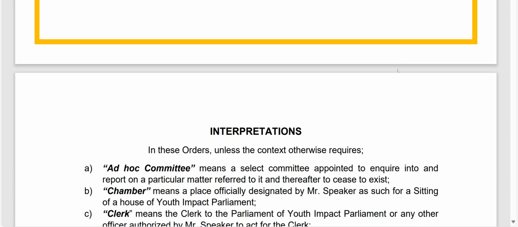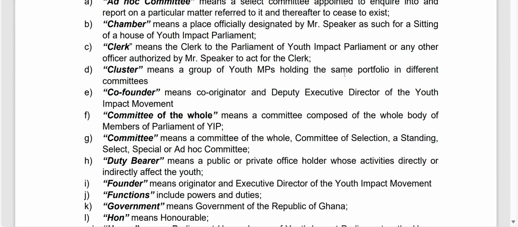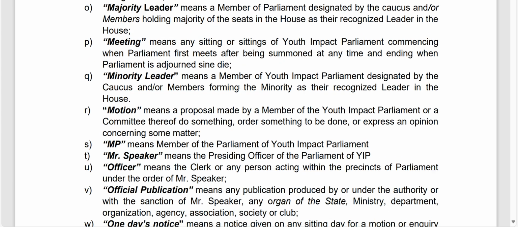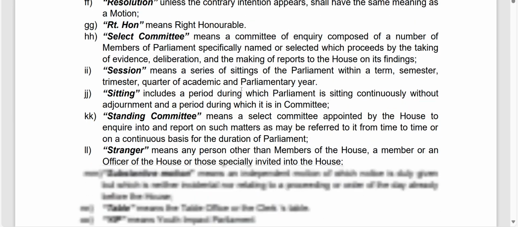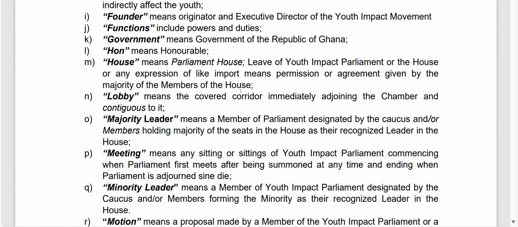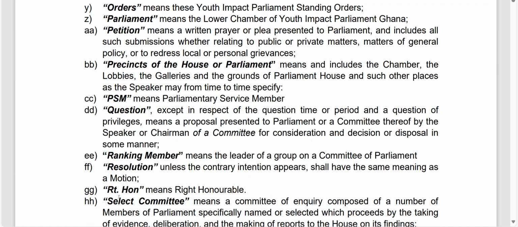So Youth Impact Parliament, although it's a small group, we do our things with principle and then law. We don't need to be law students to have these simple understandings of how things are supposed to go. So in the standing orders, there are interpretations of certain terminologies. If you want to understand what we mean by some terminologies, just go to the interpretations and you see what it means. For example, RTHON means right honorable.